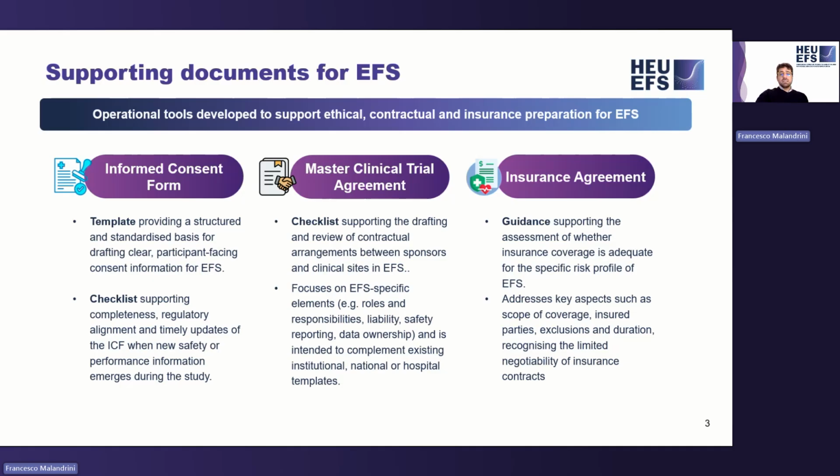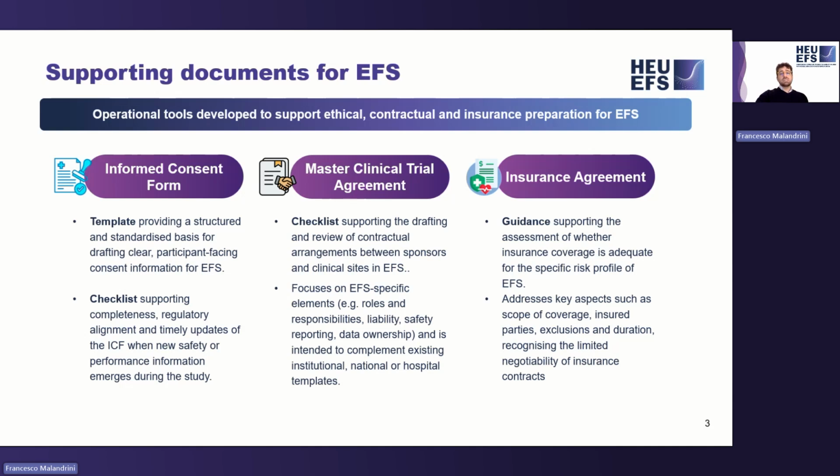The MCTA checklist therefore serves as a flexible support tool, helping ensure that all EFS-specific contract elements are addressed. These include, for example, roles and responsibilities, safety reporting obligations, liability, indemnification, data ownership, confidentiality, publication rights, and staff qualifications. By supporting early alignment between parties, the checklist can help reduce delays and misunderstandings during the study setup phase.